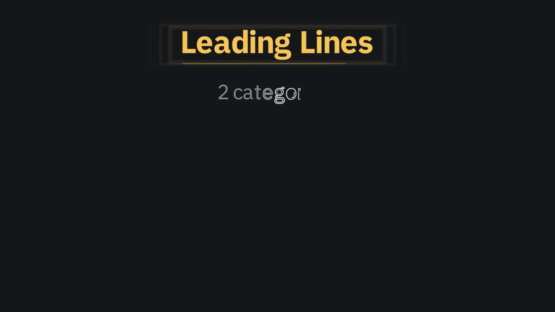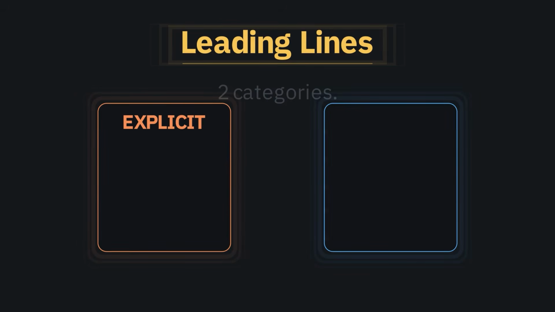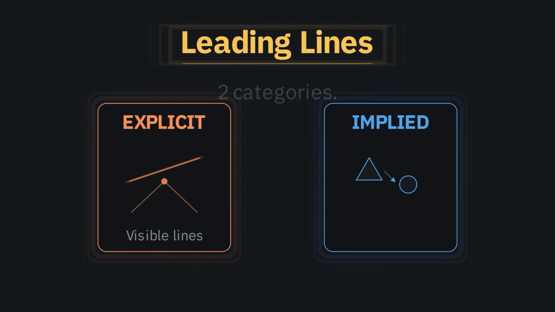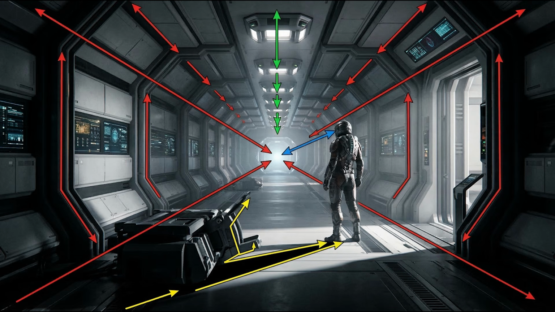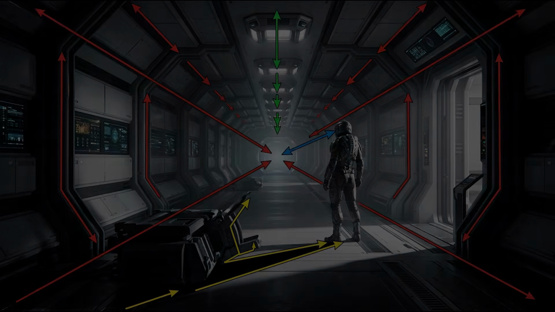So leading lines fall into two categories. Explicit ones, which are actual visible lines in the scene, and implied ones, which are directions suggested by the shapes, angles, and gaze. Both work, and the most powerful compositions use both at the same time, layered on top of each other, all pointing towards the same place.